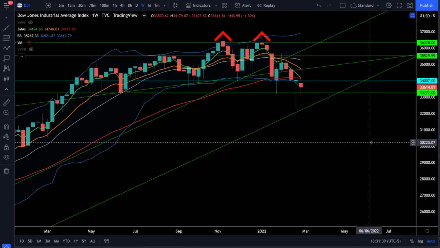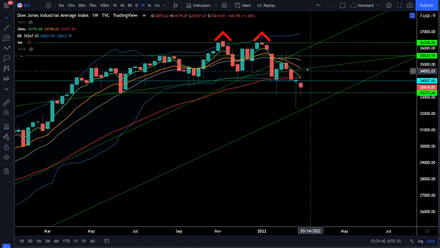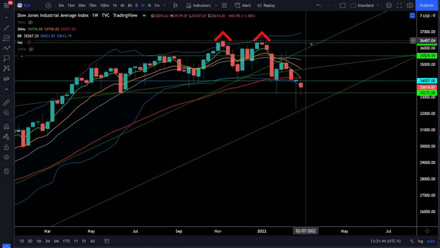Jumping over to the Dow Jones weekly chart, we can see more trouble in paradise for the bulls, because it now looks like we do have this confirmed double top look.